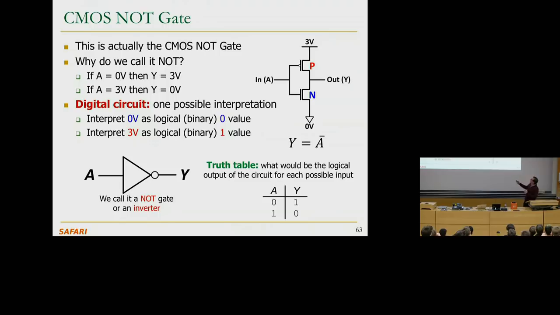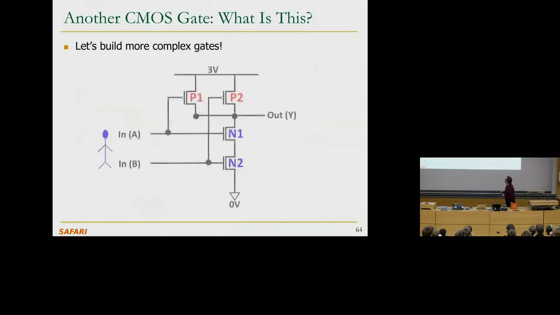Okay, that works. Now let's apply 0 volts over here. What happens? Then it flows over here, right? But you have a short circuit now, right? This doesn't become 3 volts. The current flows that way. So you need to disconnect. That's why you need to pull up and pull down at the same time. Okay, so let's build more complex gates.